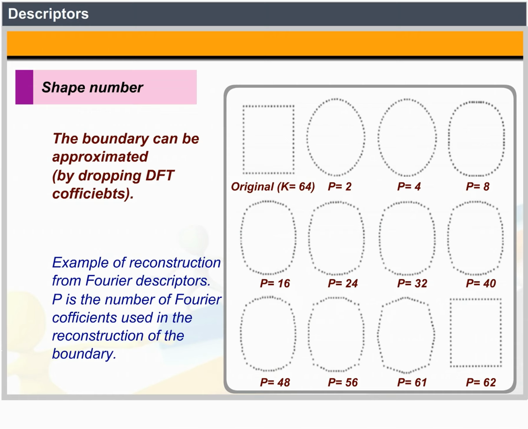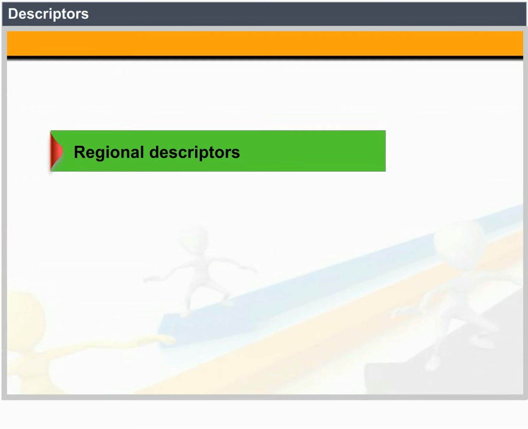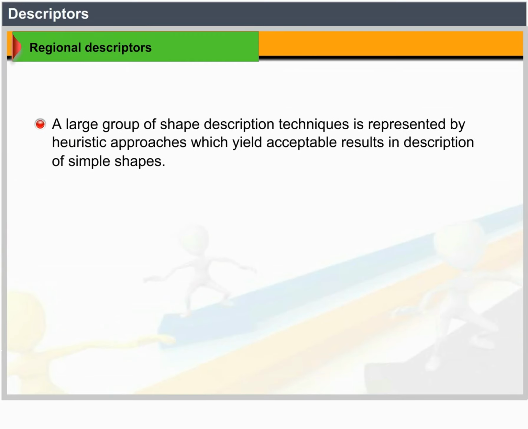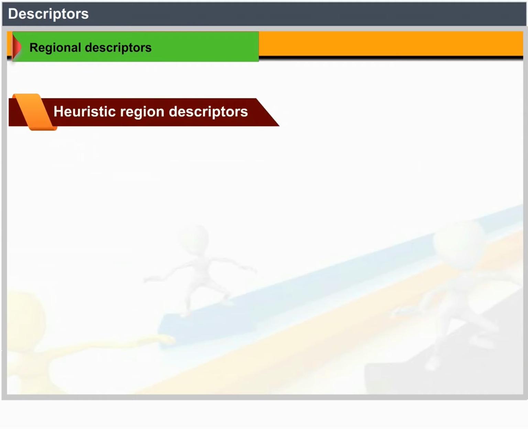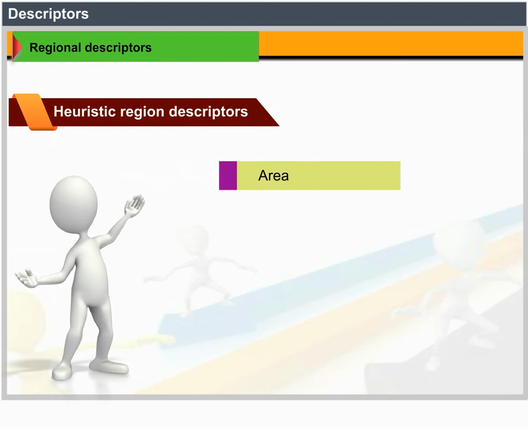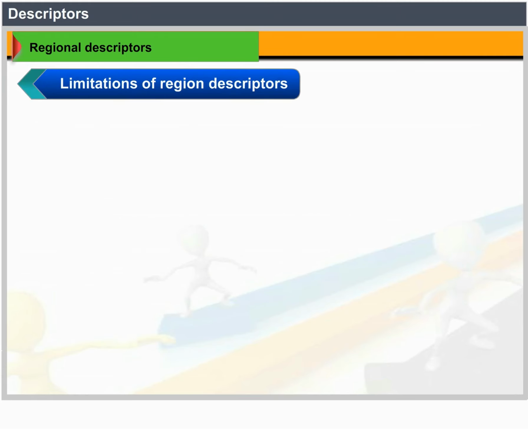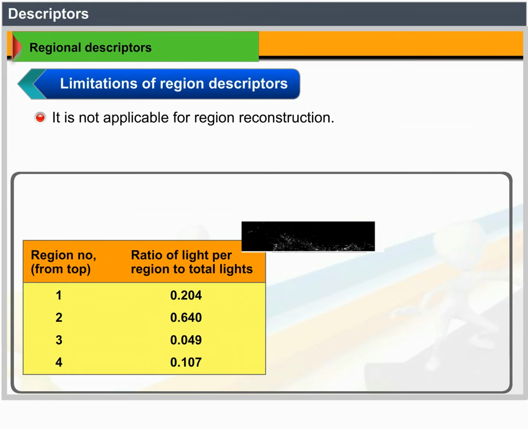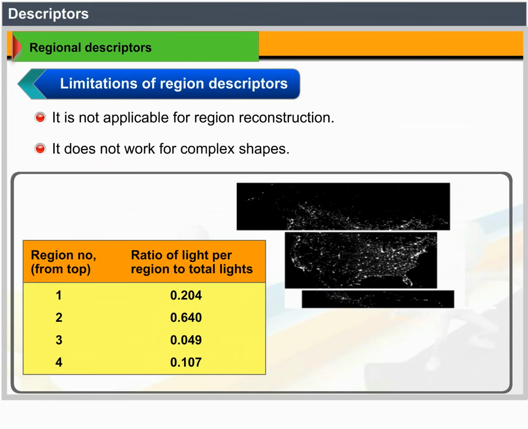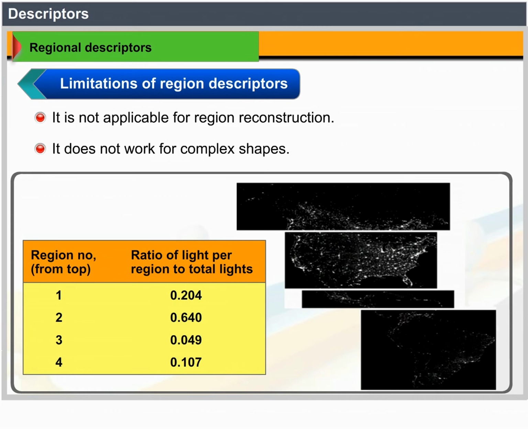Regional descriptors. A large group of shape description techniques is represented by heuristic approaches which yield acceptable results in description of simple shapes. Heuristic region descriptors are area, rectangularity, direction, compactness, etc. Drawback of region descriptors: it is not used for region construction. It does not work for complex shapes. The figure shows the infrared image of America at night.